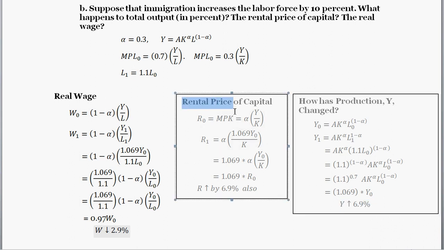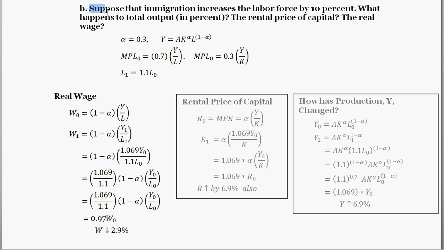We then turn our attention to the rental price of capital. Given that output is increased by 6.9%, that implies that the rental price of capital has also gone up by that amount. And then turning to the real wage, starting off with the initial real wage of this, we know that production's changed, we know that labor's changed. Production changed by 6.9%. Labor increased by that 10%, so it's 1.1. Combining all that together, we see that real wages have gone down by 2.9%.